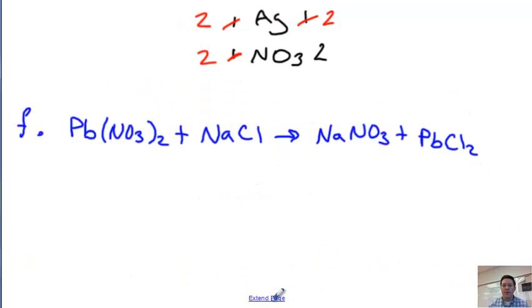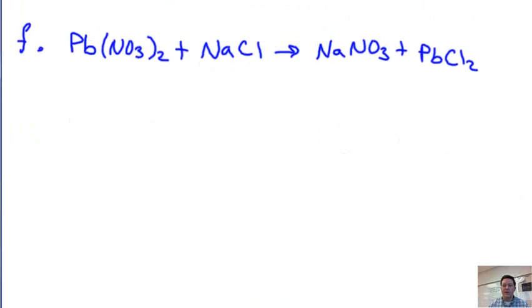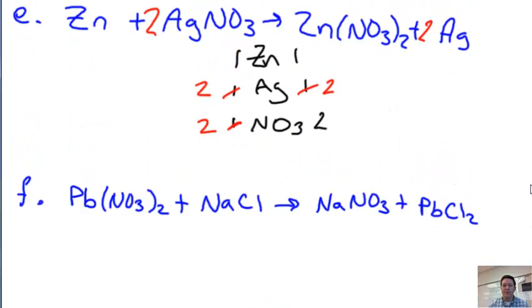Alright, let's do one last example. Here I've got 4 substances, or at least I'm going to treat my NO3, my polyatomic, as a single substance again.